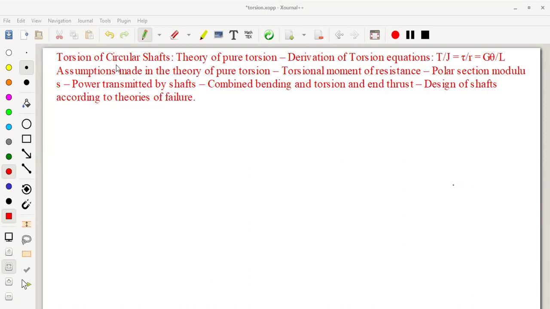Today's topic is the torsion of circular shafts. It is in the syllabus. So first of all, I would like to discuss bar and beam. If you know the difference between bar and beam, then you can easily understand this topic.